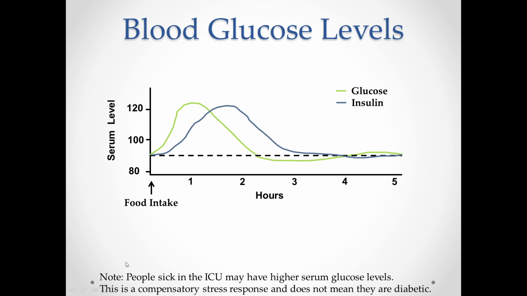One particular note that I want everyone to keep in mind is that people sick in the ICU often have higher serum glucose levels. That is a compensatory stress response. It does not mean that they are diabetic.